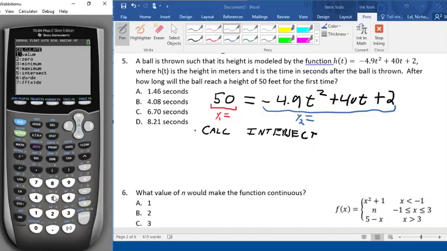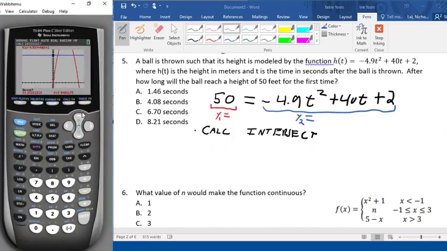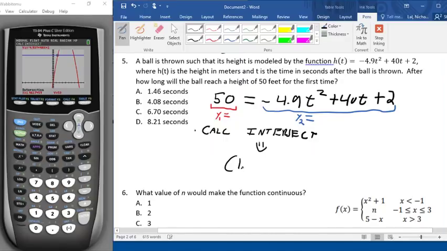So calc intersect, that's choice number 5. And this is the first curve in blue. The second curve in red. My guess for the intersection. It's my best guess for the intersection. So the intersection is at 1.46 comma 50, and so the answer choice is A, 1.46.